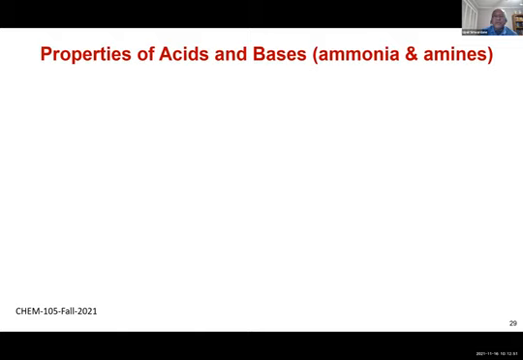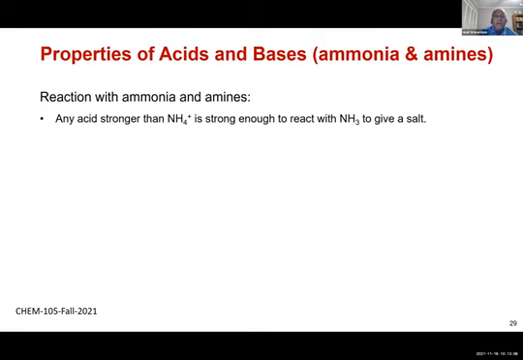Acid also reacts with bases like ammonia and amines. Ammonia and amines are bases which are based on nitrogen. Any acid stronger than the ammonium ion is strong enough to react with ammonia to give salts. Ammonia produces ammonium ions. Therefore, anything that is stronger than the ammonium ion will react with ammonia to produce salt.